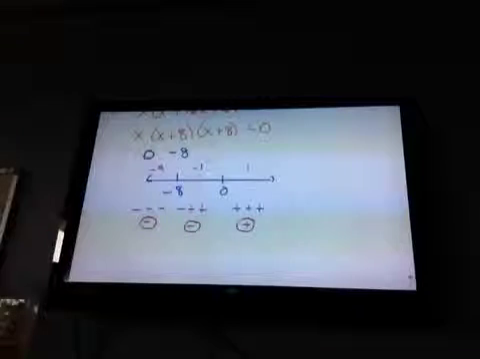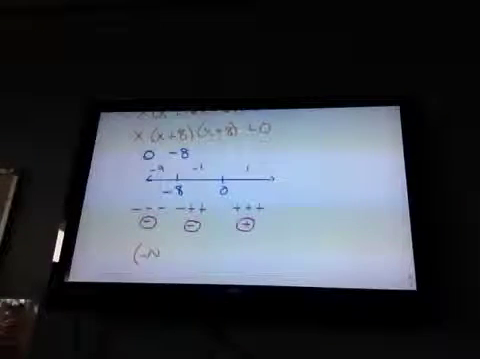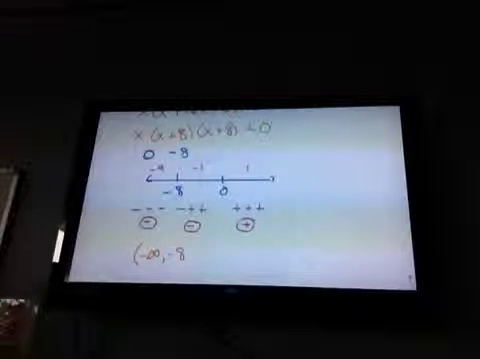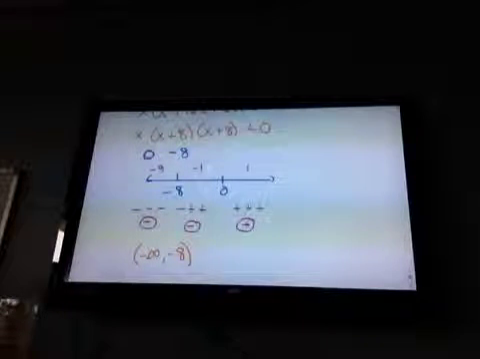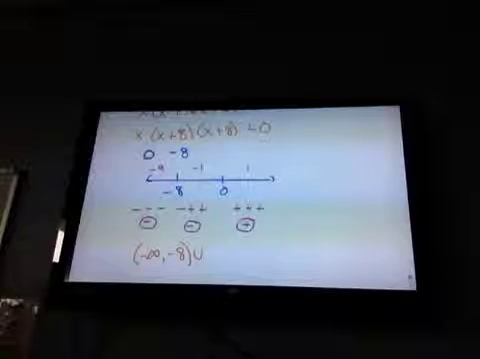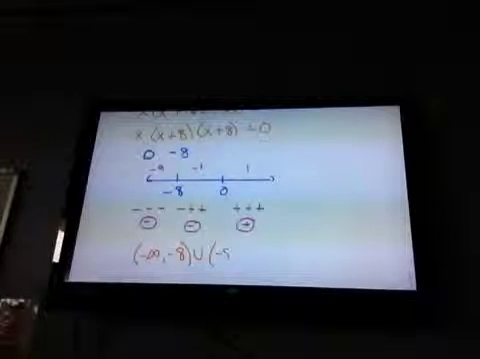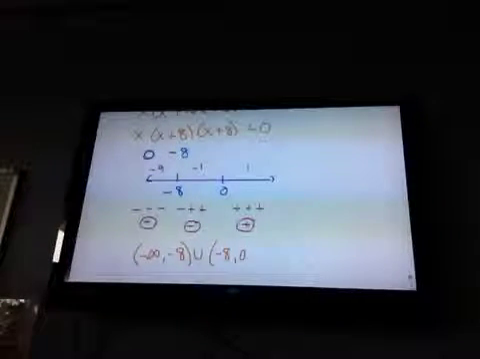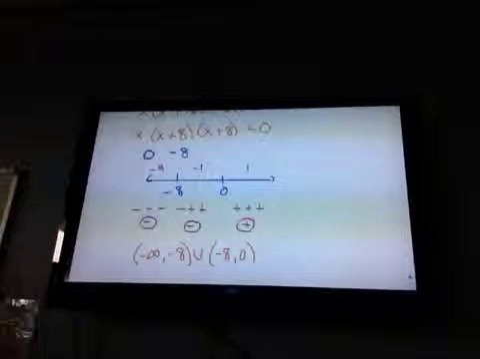So we want the numbers smaller than negative 8. So negative infinity up to negative 8, not including negative 8. And then we want the numbers between negative 8 and 0, not including negative 8 and 0.